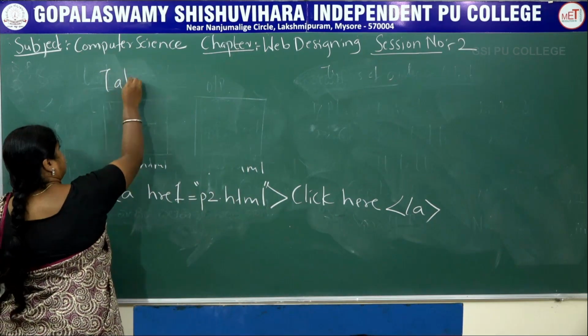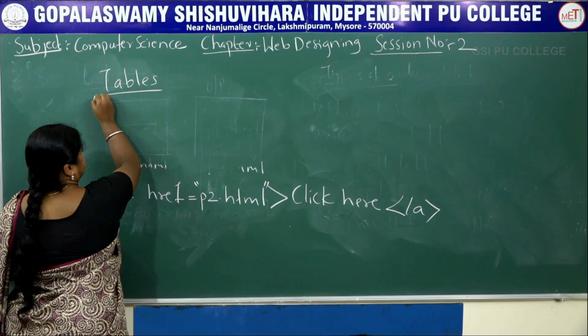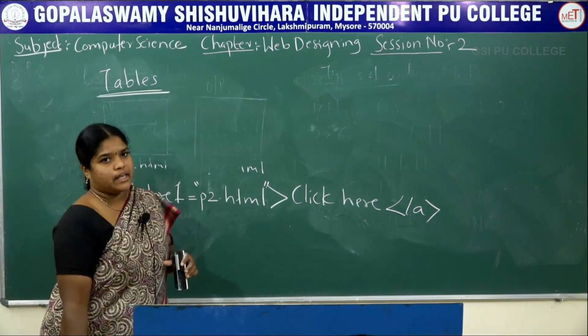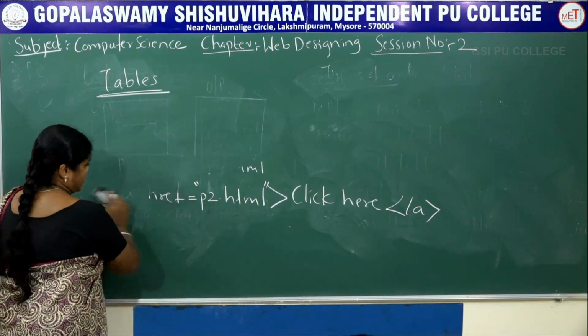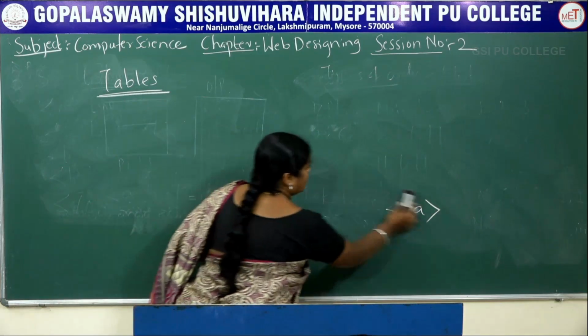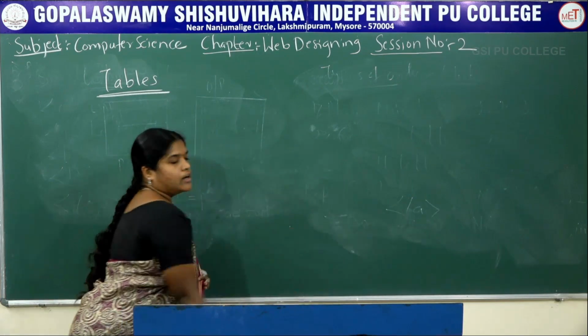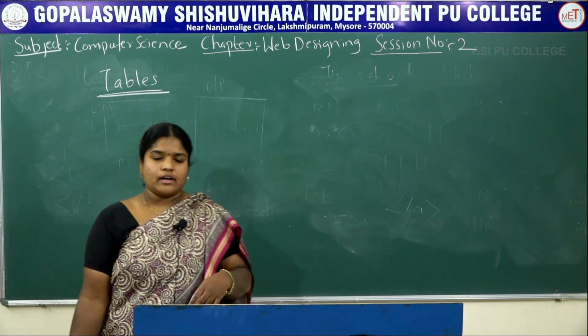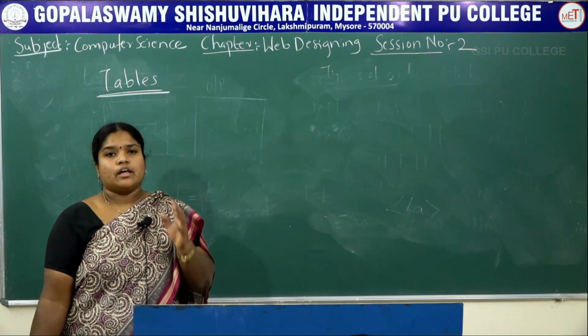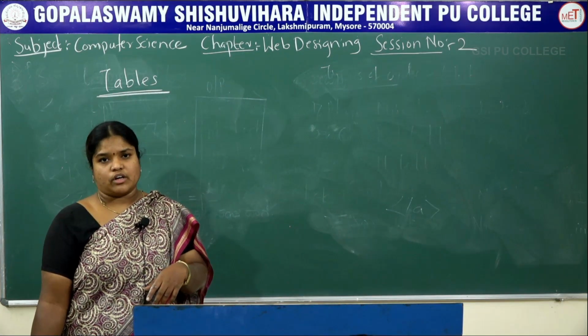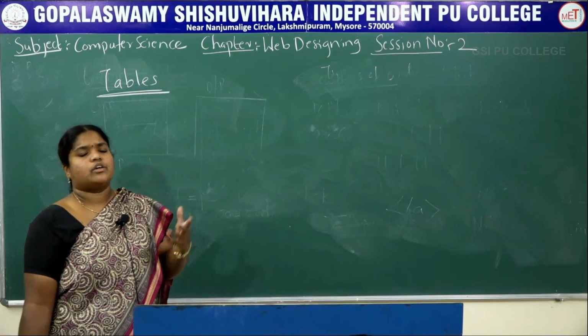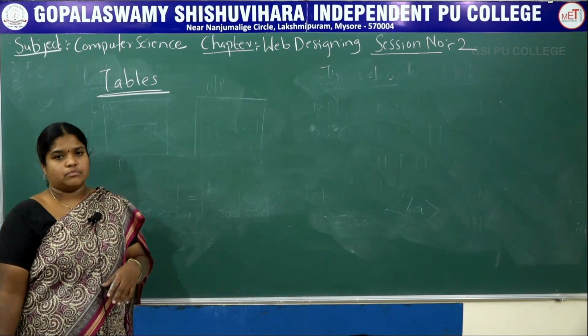The next concept that we are going to study is tables. That means how to display tables on the web page. First of all, what do you mean by table? A table is nothing but a combination of rows and columns. It is a collection of rows and columns.